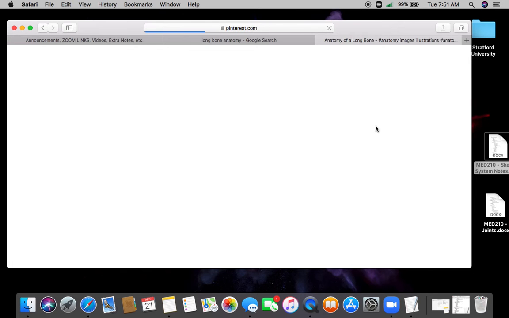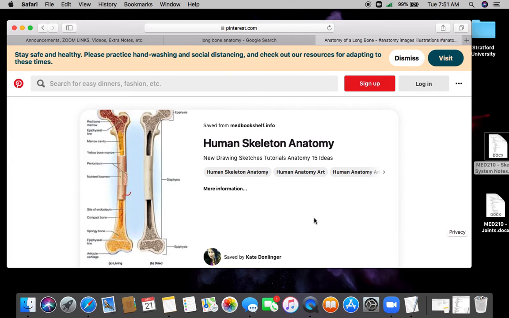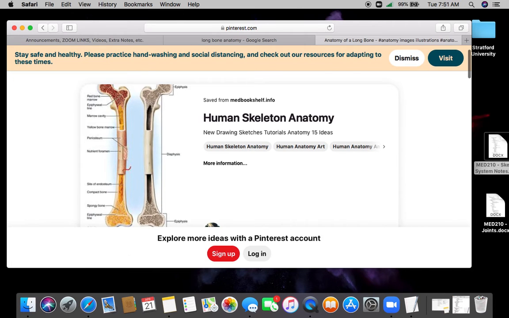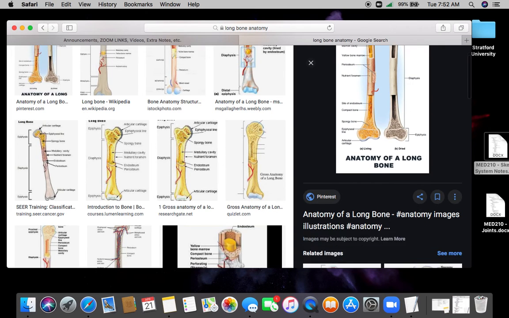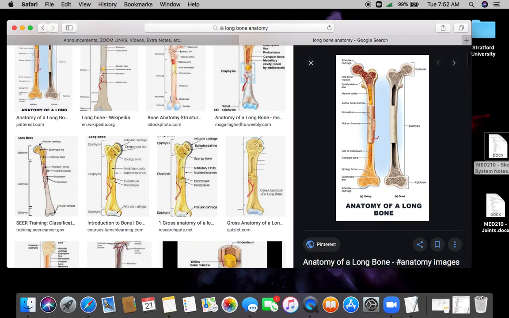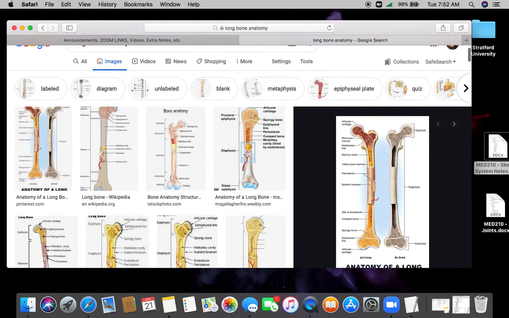Now, let's see if Pinterest is, okay, here we go. Now, you know what? Let's find something else, because Pinterest always wants you to sign in. Labeled.